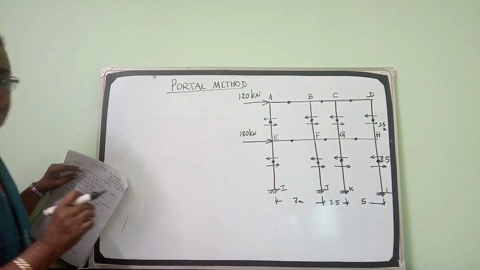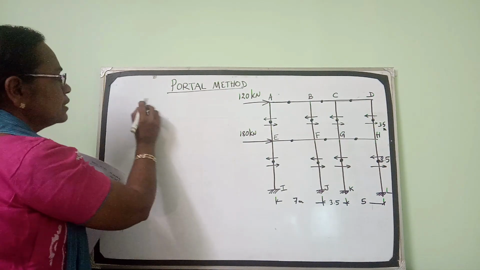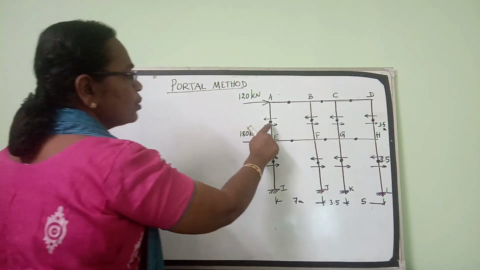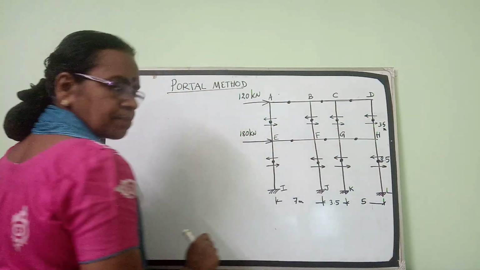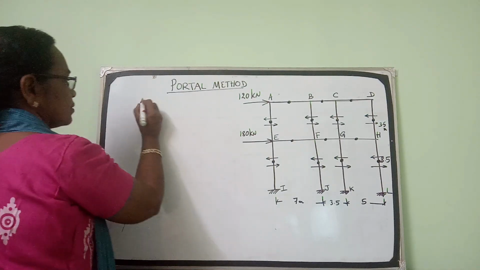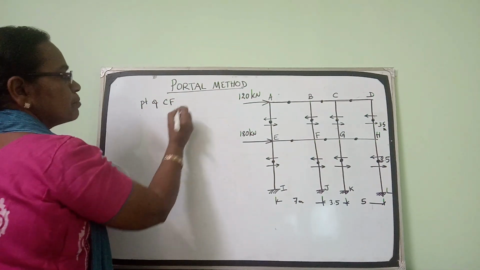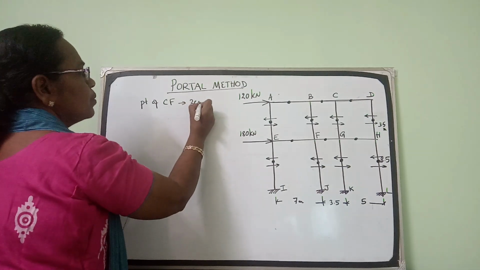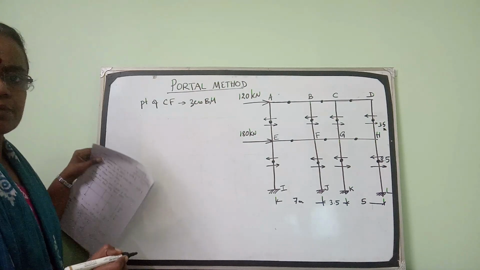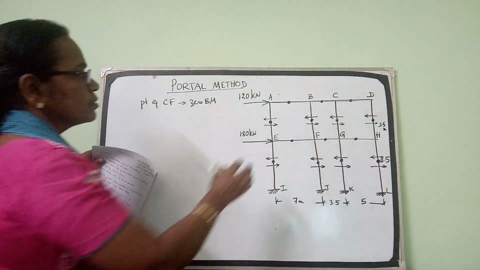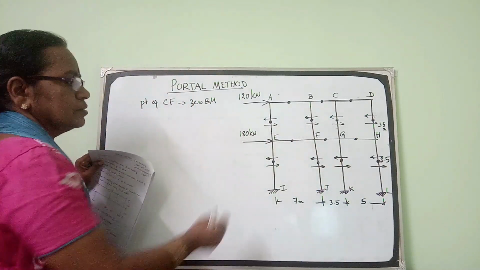This method is based on certain assumptions. The first assumption is there is a point of contraflexure at the midpoint of all the elements. Point of contraflexure means zero bending moment. At that point, the bending moment will be zero. It is marked here in all the beams as well as in the columns.